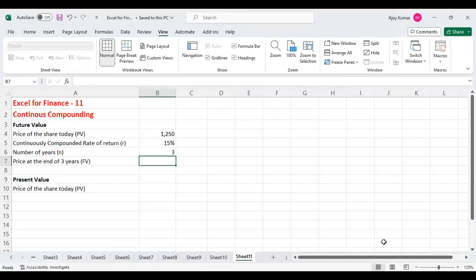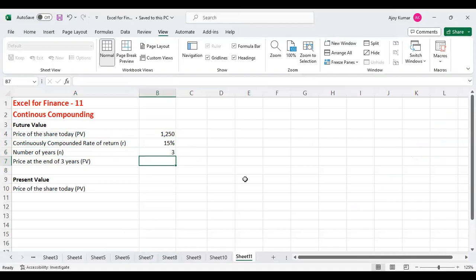Okay, so here is the Excel file where I have represented the same example. The price of the share today, which is the present value, is rupees 1,250. The continuously compounded rate of return R is 15%, and the number of years N is 3. Now, for the exponential function e, Excel has a function called EXP. We are going to use that.